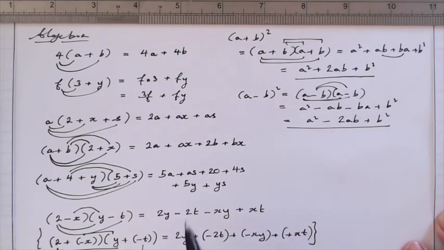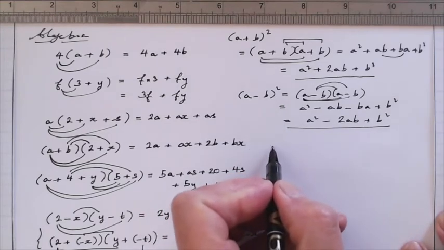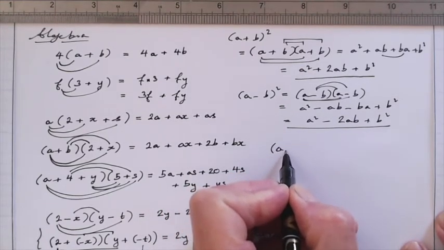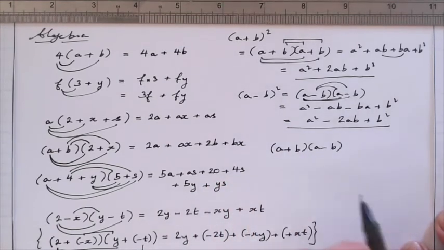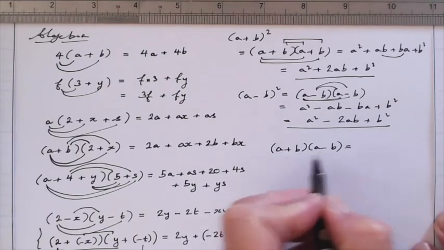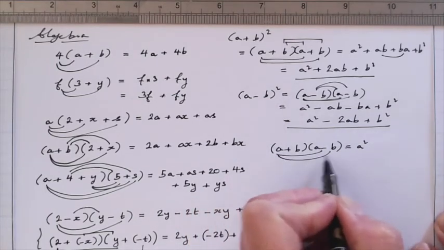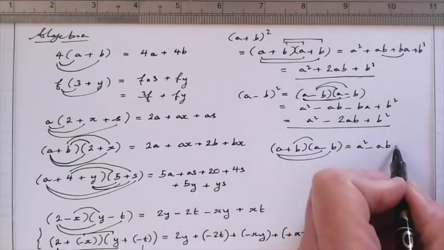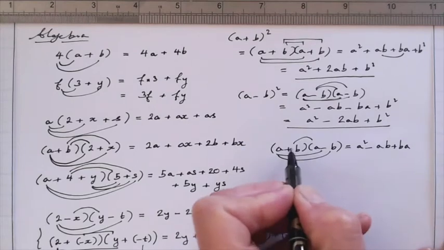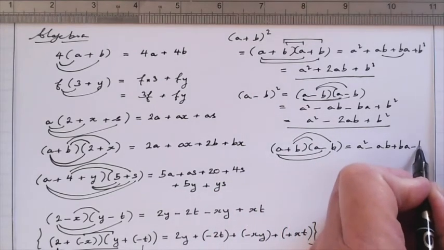And then there's one last one that I think is worth bearing in mind, which is, what about if we have a plus b times a minus b? Well, this is an interesting one, because we have a squared, we have minus ab, and then we have plus ba, and then finally we have plus b times minus b is minus b squared.